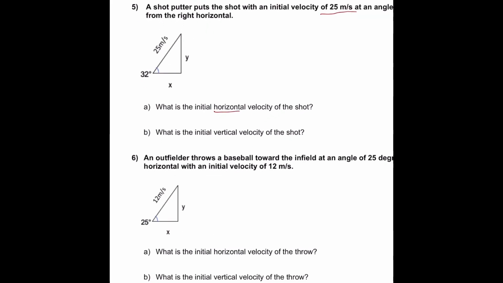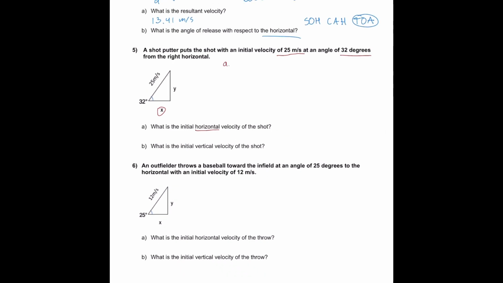Okay, moving on to question number 5. This question says a shot putter puts the shot with an initial velocity of 25 meters per second. I'll underline that since we know the initial velocity, at an angle of 32 degrees from the horizontal, another important detail. Part A is asking what is the initial horizontal velocity of the shot. Since it's the horizontal plane, we're going to be looking for x.